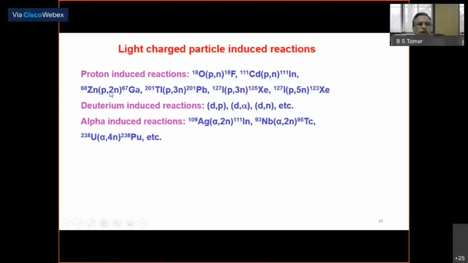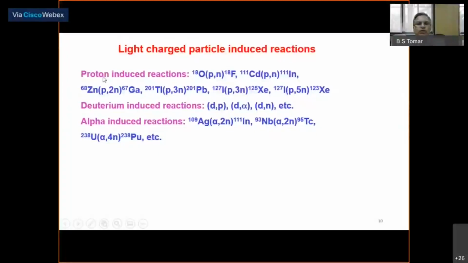Zinc 68 p2n, gallium 67, thallium 201 p3n, lead 201, and this lead 201 decays to thallium 201, which is used in the stress test analysis in SPECT imaging. Iodine 127 p3n, xenon 125, iodine 127 p5n, xenon 123. They are also used in diagnosis or therapeutic applications in nuclear medicine.